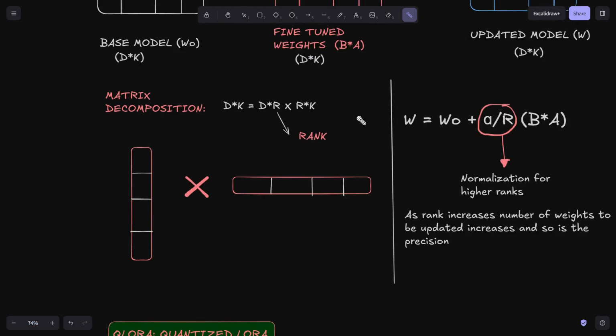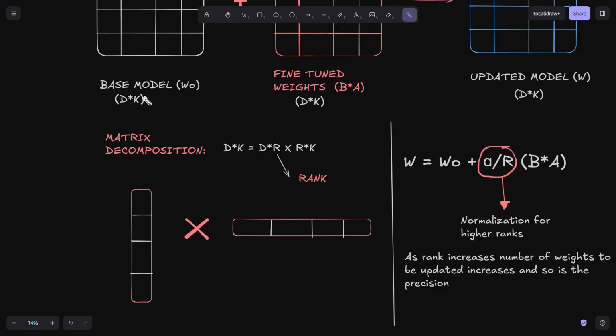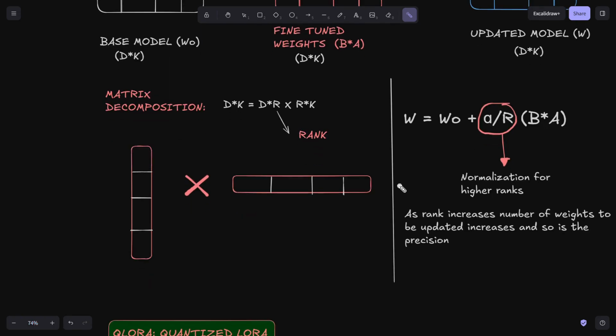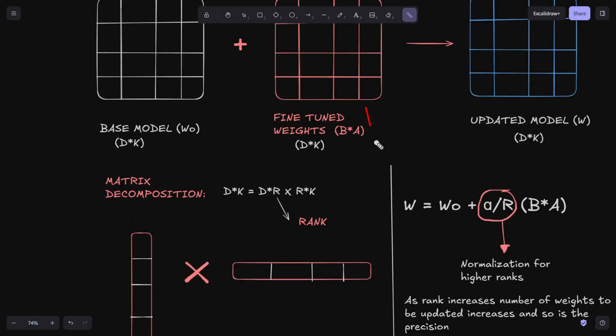This is the mathematics behind how we update the weights. W0 is your base model, W is the updated model. Alpha by R stands for the normalization term. Alpha is just the learning rate which we have used in machine learning models. R is the rank. As your rank gets higher, you'll need to normalize it, which is why the term alpha by R comes here. And B cross A, where this is the B matrix and this is the A matrix, would give you the fine tune weights. So we are downscaling the parameters here.